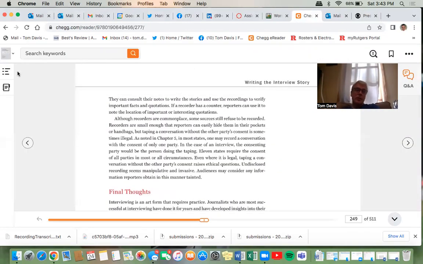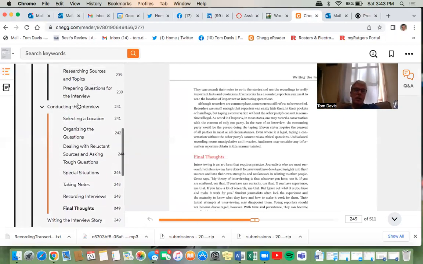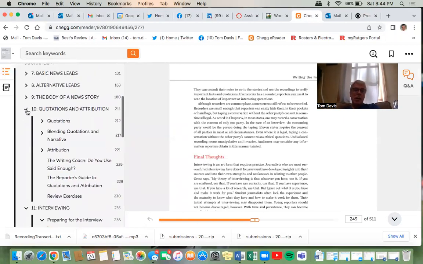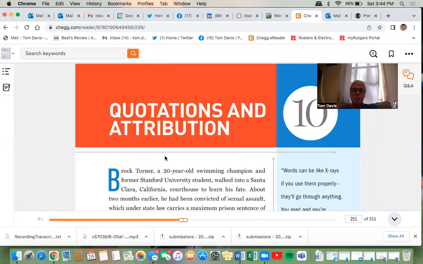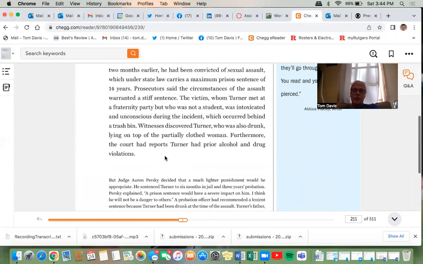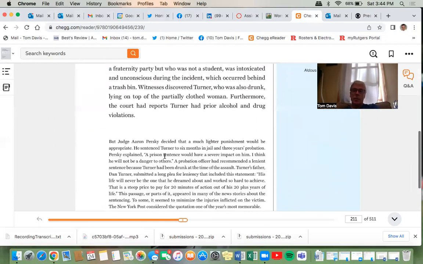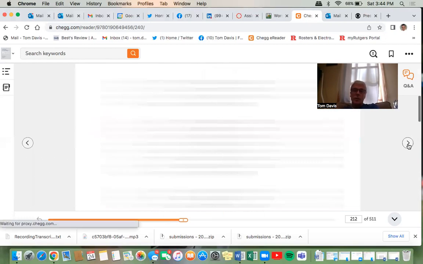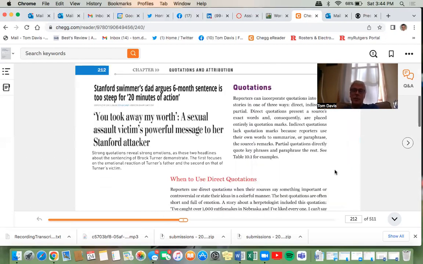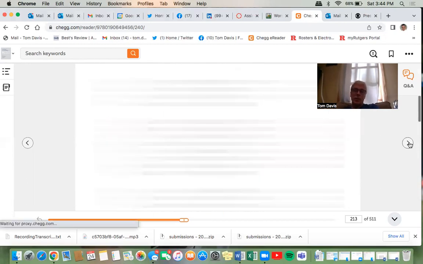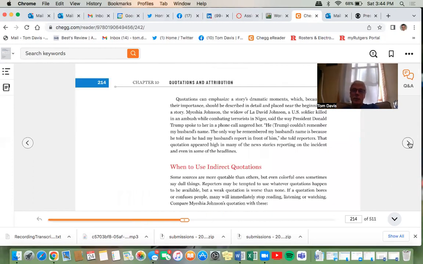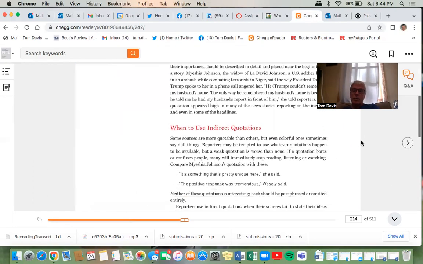Before I go into that, I'm actually going to talk about chapter 10 a little bit. What that was about: quotations and attribution. This is a little bit of a shift. I really wanted to concentrate on the interview stuff first, but this is a good chapter to go over because it further reemphasizes what I've been talking about: making sure that you have "he said" and "she said," and not relying so heavily on direct quotations.